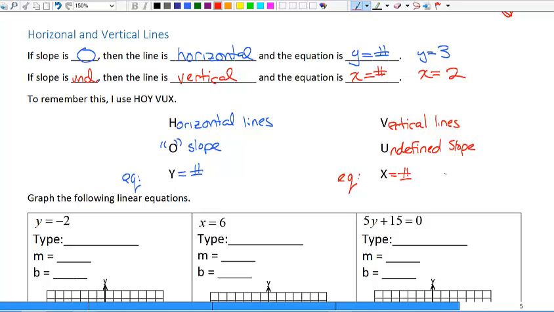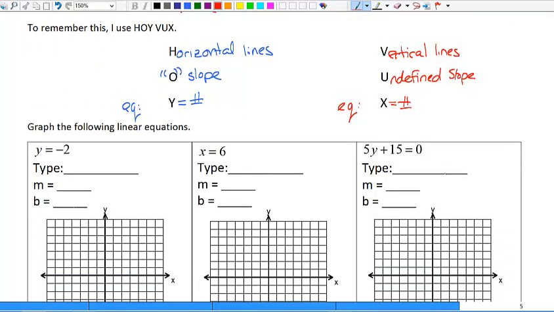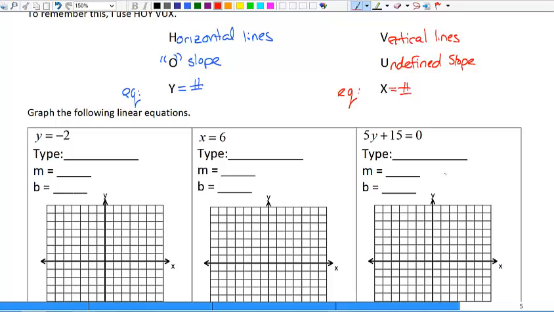So here's a couple examples using this. I'm going to continue to go back to my Hoi Vux to remember which one's which. Notice that when I'm drawing this first equation, I'm looking that it only has one letter. It doesn't have two letters, so this is not going to be able to be written in the slope-intercept form. I can't find my y-intercept, I can't find my slope, because it's just not in the right form. So my y equals a number tells me it's a Hoi problem because of the y equals. So y is Hoi. So what type is this? It's a horizontal line.